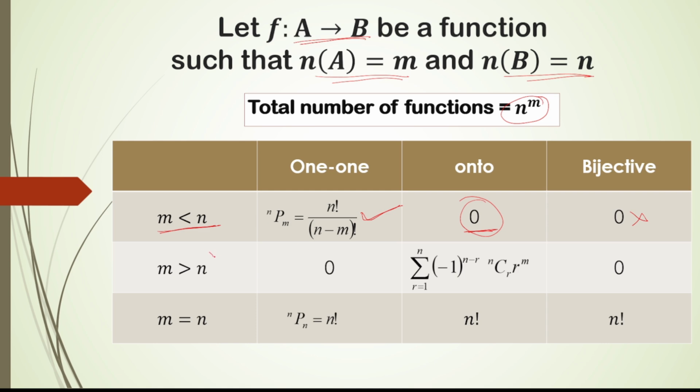Similarly, if m is greater than n, then a 1-1 function is not defined. As a 1-1 function is not defined, a bijective function is also not defined. Only an onto function is defined and the formula is given here.